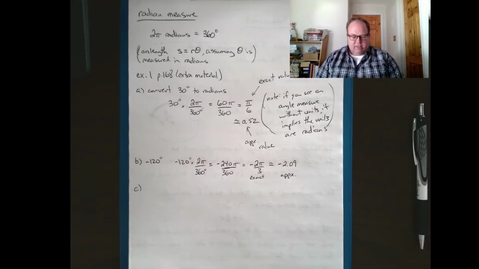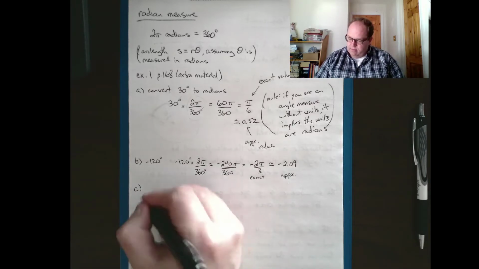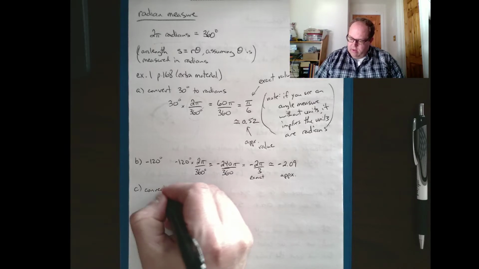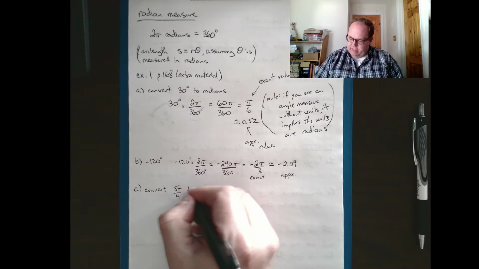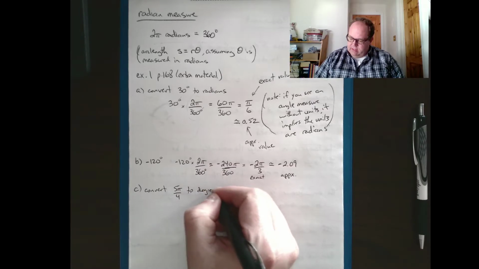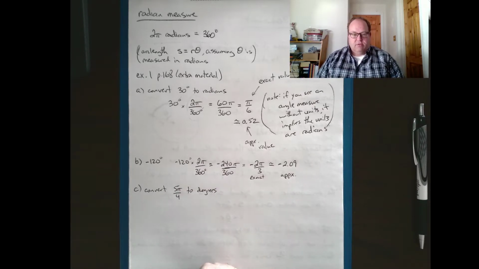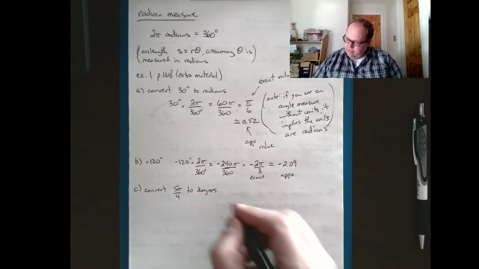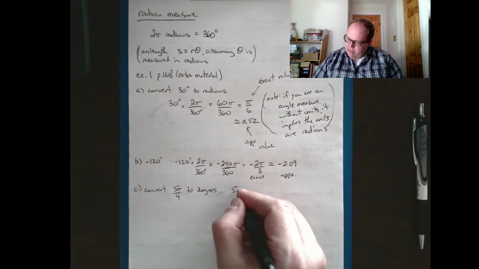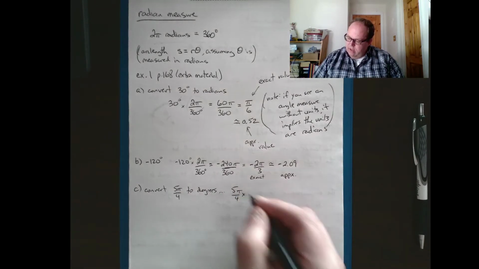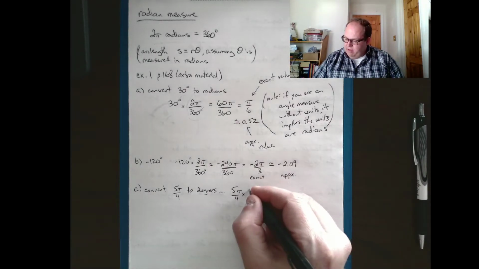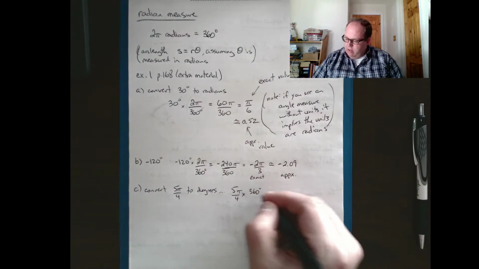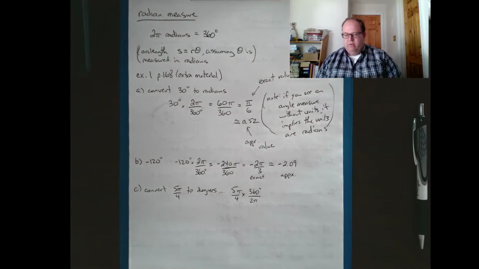C and D ask us to go the other way. Convert 5 pi over 4 to degrees. And again, since there's no unit put on this, we assume it's in radians. So I would take the 5 pi over 4, I have the same ratio to work with, but now I want my degrees to be my unit that comes out on the other end. So I'm going to reverse the direction of it.